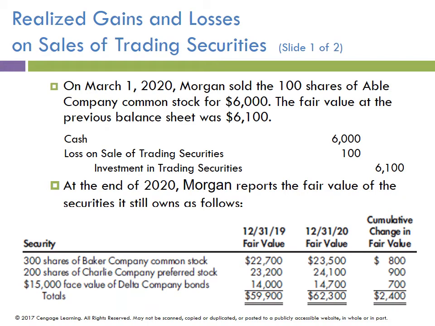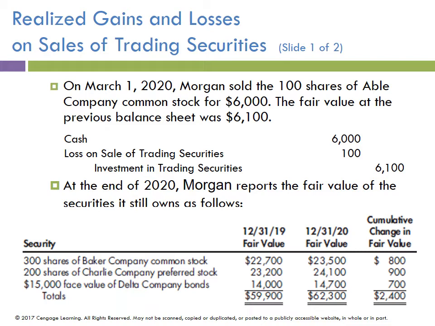At the end of 2020, Morgan would report the fair values of the securities as follows. The fair value at the end of 19 and the fair value at the end of 20 would be $59,900 compared to $62,300 for the remaining items they have. And that would also be the balance.